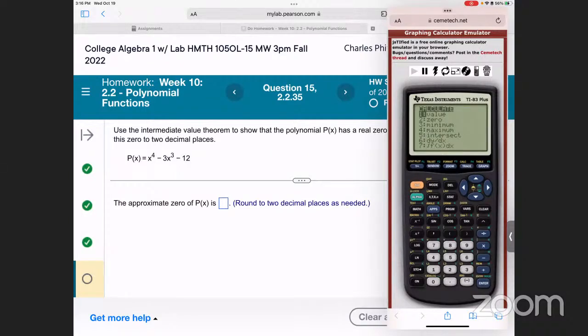and I'm going to hit number 2 for zero. And then I want to move the cursor left of my zero. I'm just kind of going to the right. So there it is. So I'm going to choose something to the left of zero. Let's choose here. And then choose something to the right of zero. We can choose here. And then the third one is you try to get as close to zero as you can.